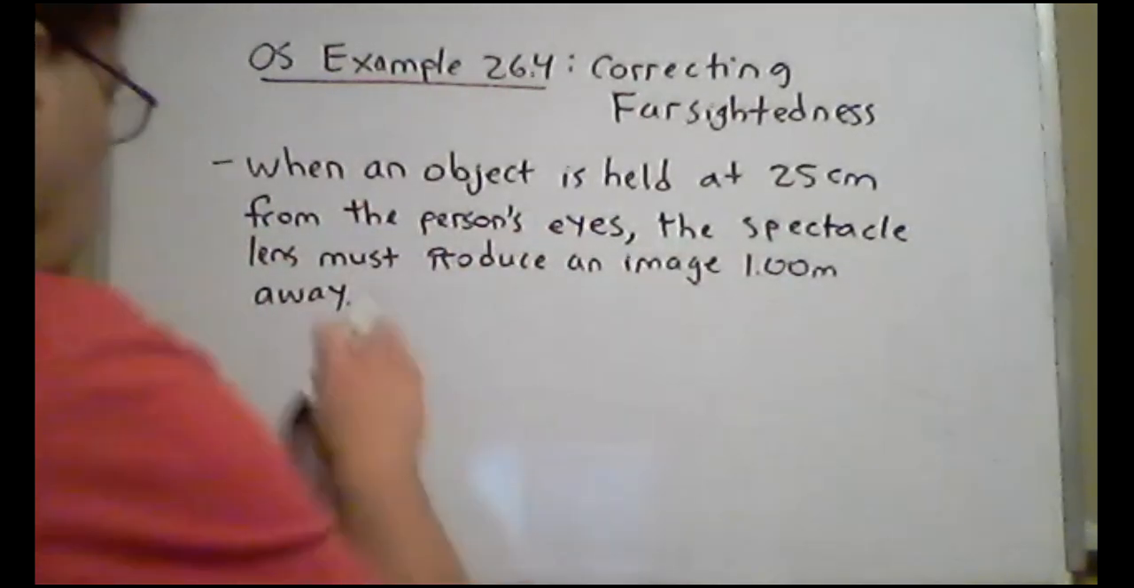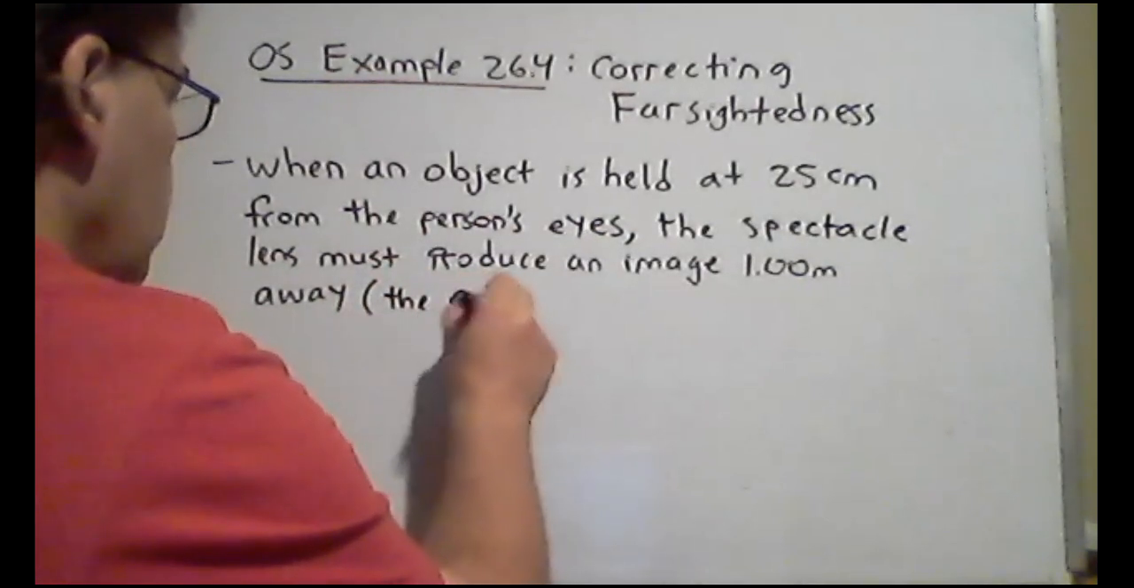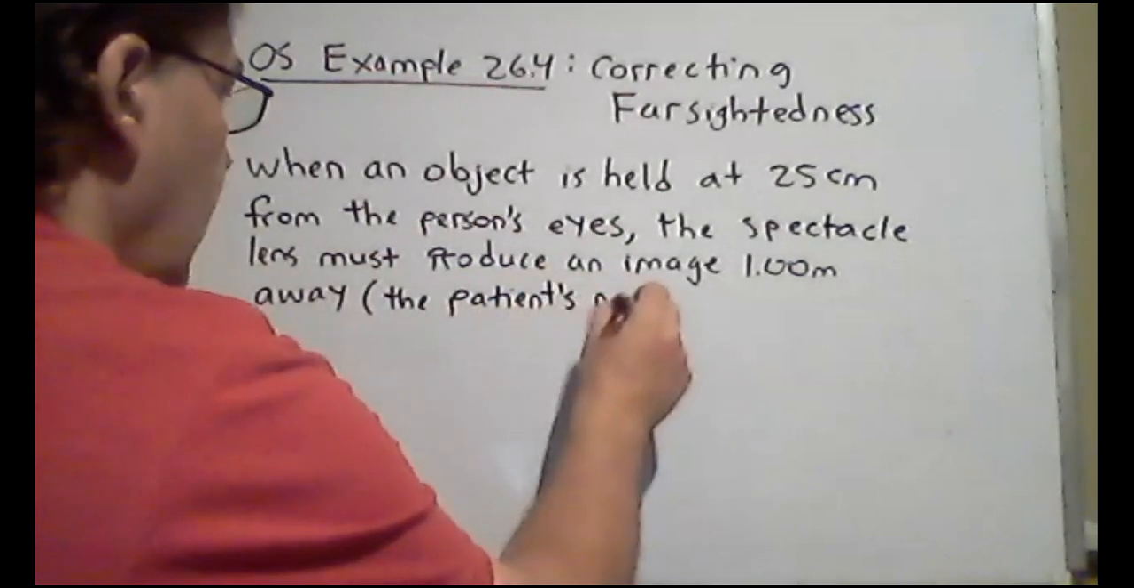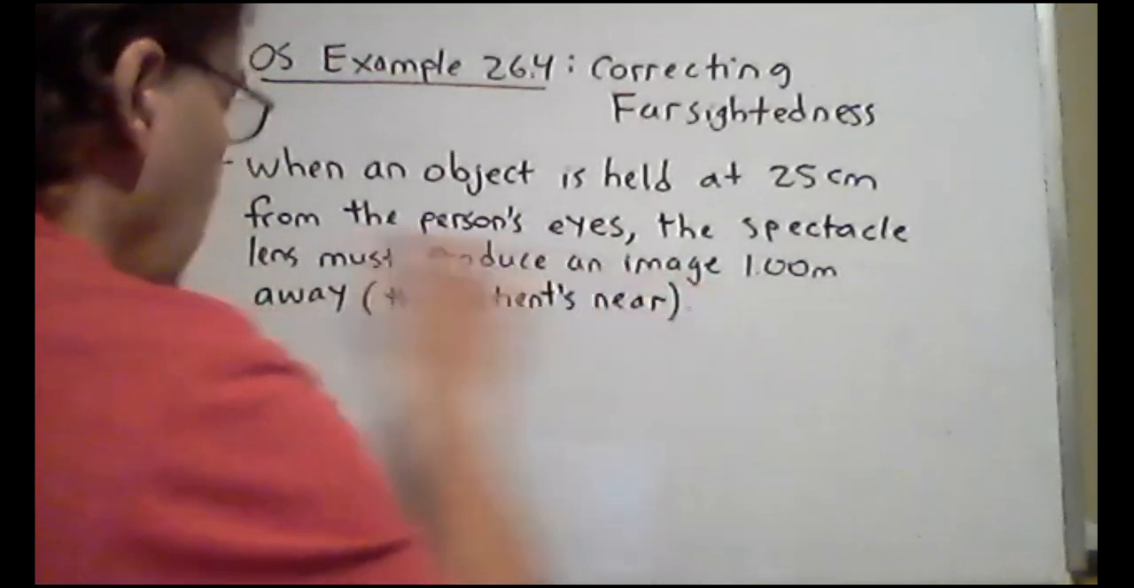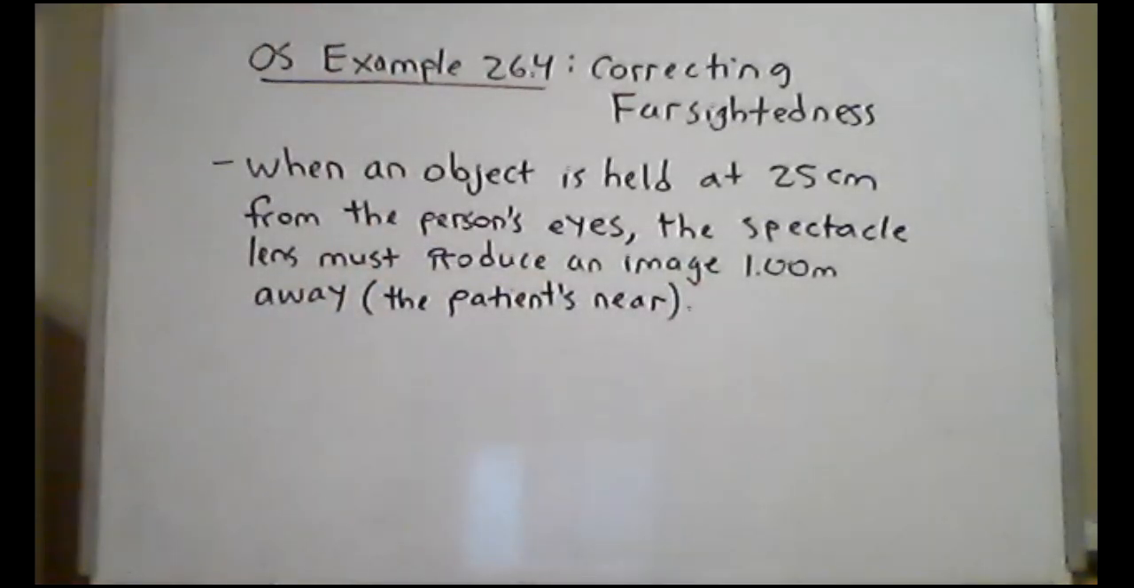That's, again, the patient's near point. So you have to try to get to the patient's near point. The patient doesn't have a 1 meter near point. I'll show you. The patient doesn't have a 25 centimeter near point. Their near point is 1 meter.